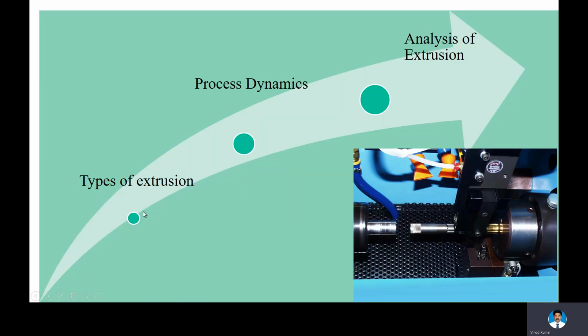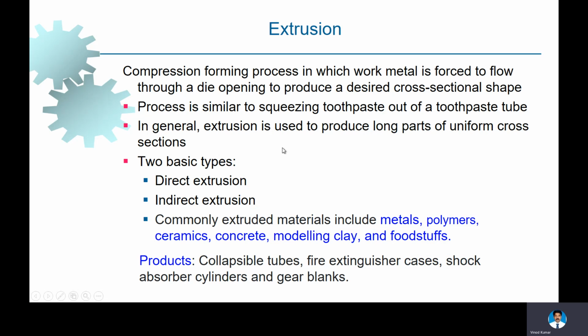We are going to discuss the types of extrusion. What is extrusion? The types of extrusion. What products can be produced by extrusion? What metals can be used? The process dynamics, the equations used for the extrusion process, like the force required for extrusion, etc. And finally, the analysis of direct and indirect extrusion processes.